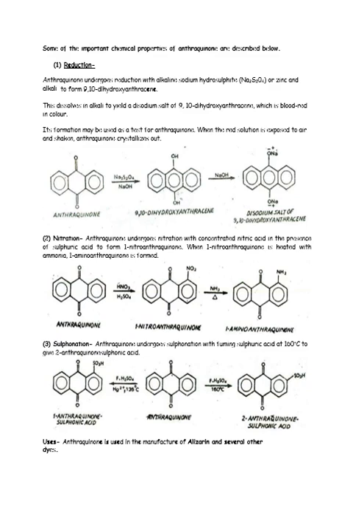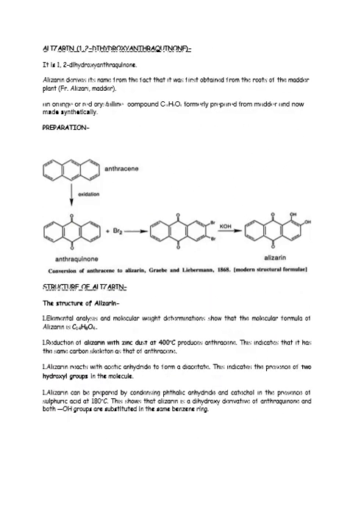Next, nitration. Anthraquinone undergoes nitration with concentrated nitric acid in the presence of sulfuric acid to form 1-nitroanthraquinone. When 1-nitroanthraquinone is heated with ammonia, 1-aminoanthraquinone is formed. Next, sulfonation. Anthraquinone undergoes sulfonation with fuming sulfuric acid at 160 degrees centigrade to give 2-anthraquinone sulfonic acid. Uses. Anthraquinone is used in the manufacturing of alizarin and several other dyes.